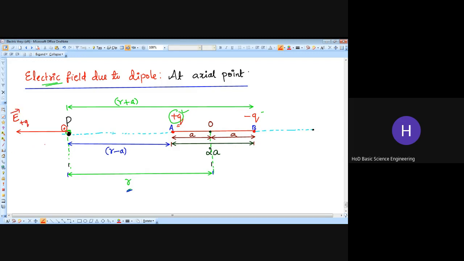Okay. Why along this direction? Because this is larger charge, this one is larger charge compared to this unit test charge. Okay, so that is the electric field at P due to plus Q.